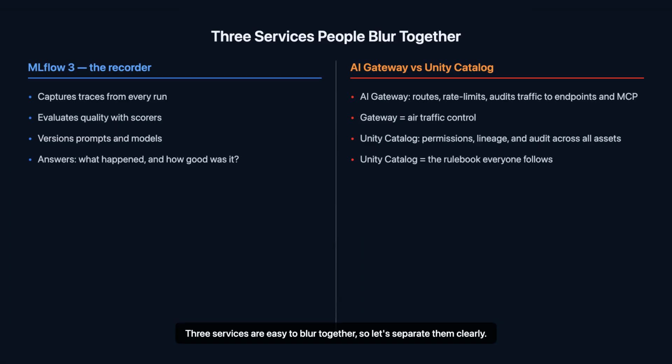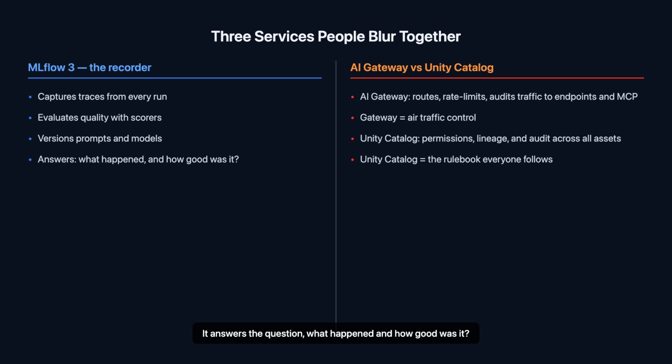3 services are easy to blur together, so let's separate them clearly. MLflow 3 is the recorder. It captures traces from every run, evaluates quality with scorers, and versions your prompts and models. It answers the question, what happened and how good was it?